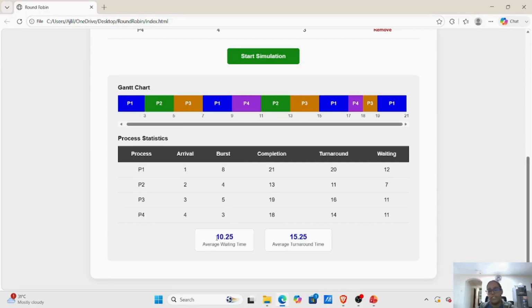Along with it, we can find the average waiting time, which for this simulation is 10.25, and the average turnaround time, which is 15.25. It is calculated as the total of turnaround times divided by the number of processes, which is 4. The same goes for the waiting time: the addition of all the values from the processes divided by the number of processes gives our average waiting time. And that's all for me.